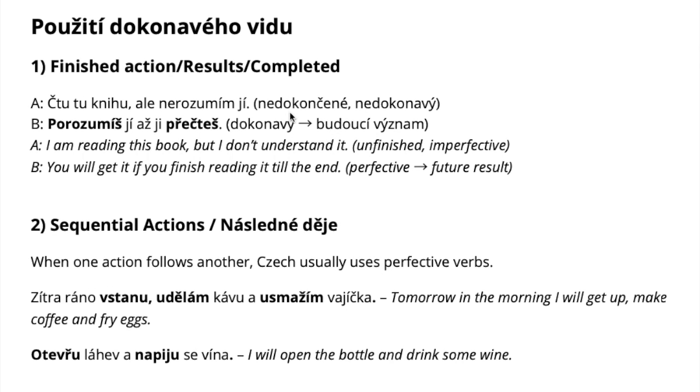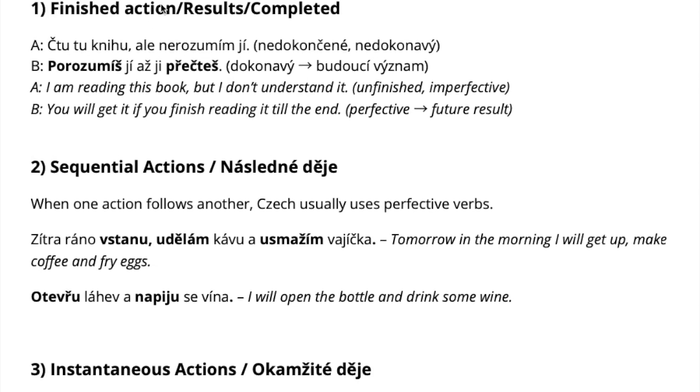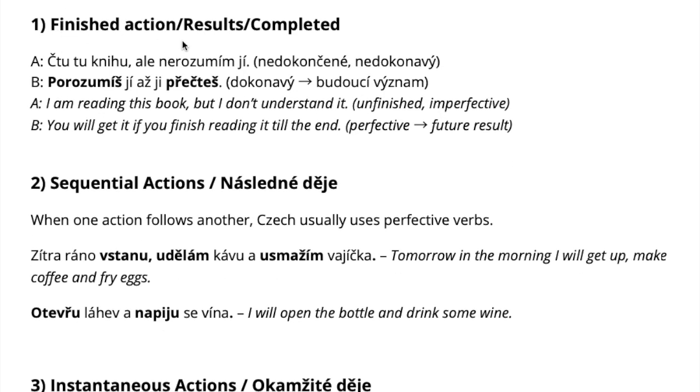Let's see examples. It will all become much clearer once you have seen more examples. First, I will tell you when to use perfective verbs and then when to use imperfective verbs. Jako první vám vysvětlím, kdy používat dokonavá slovesa a potom, kdy používat nedokonavá slovesa. Use perfective verbs with finished actions, results and completed activities.